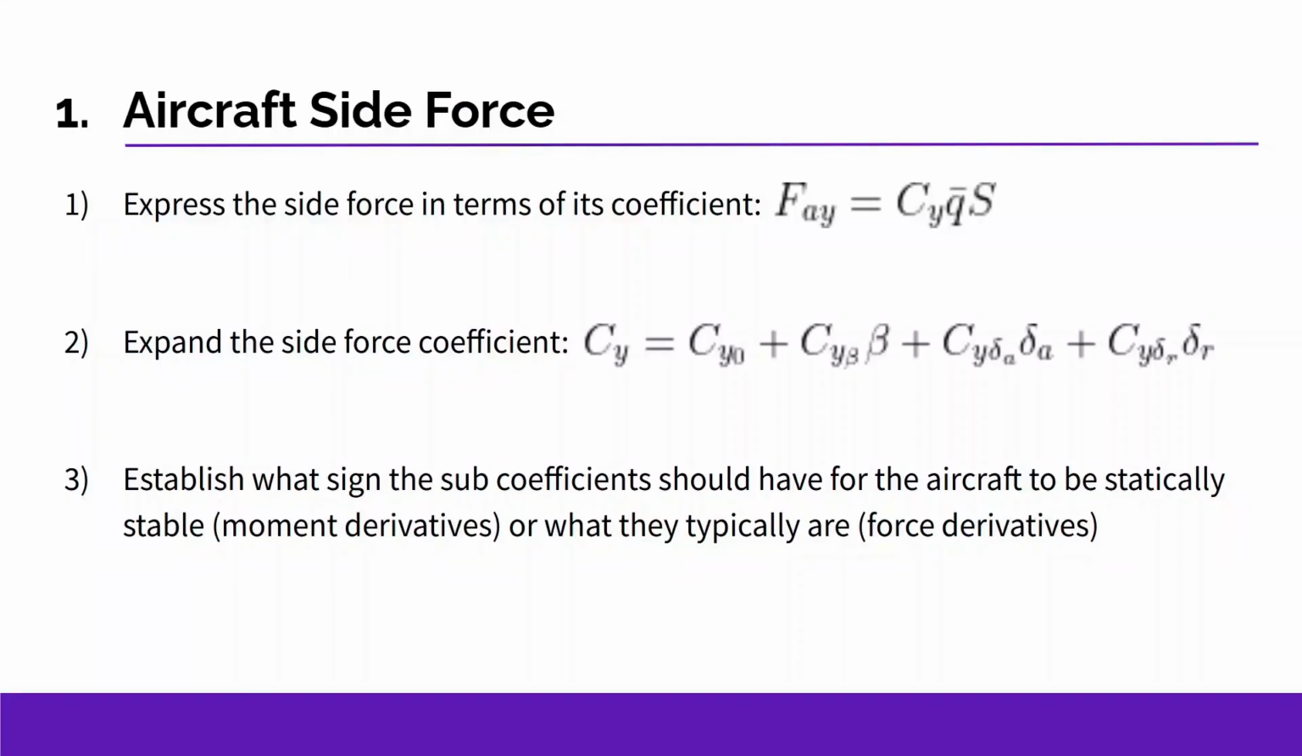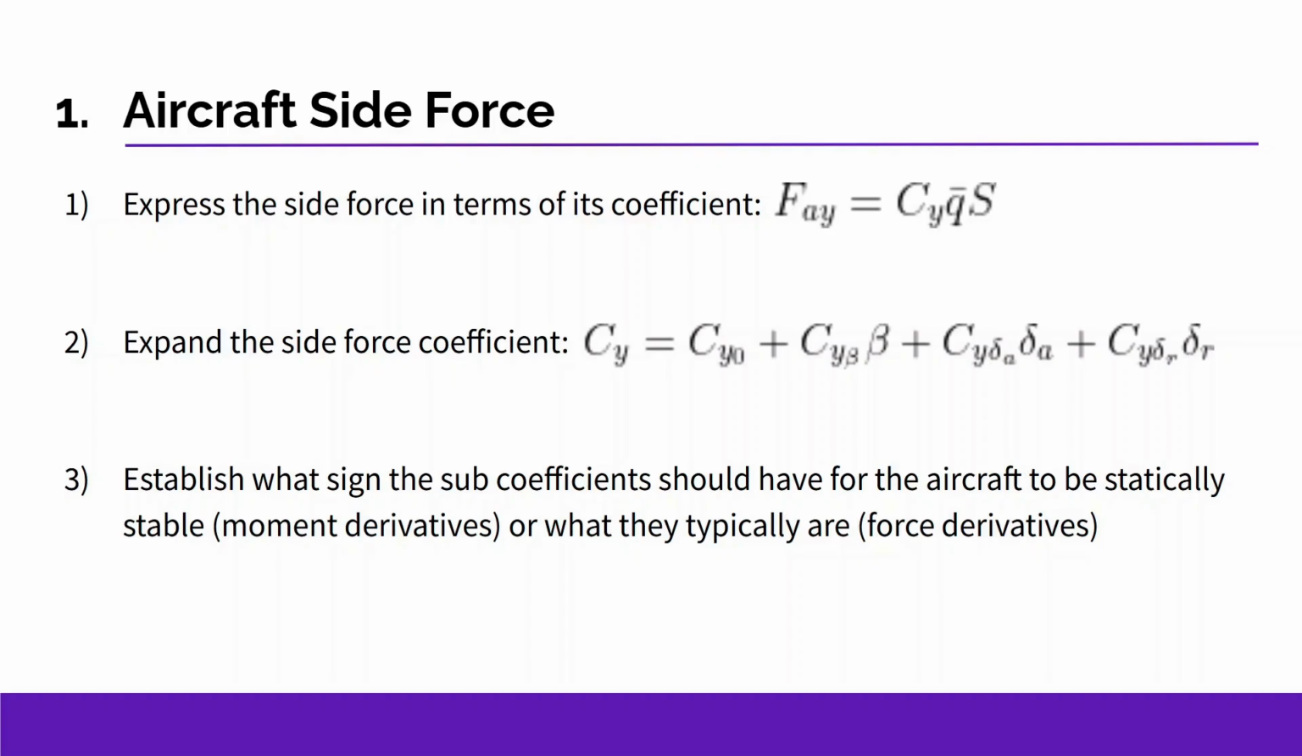So let's start with the aerodynamic side force. So the method here is pretty standard. We're going to express it in terms of its coefficients, and then we're going to expand the coefficient, and finally we're going to determine which sign each coefficient should have. So we can see here that the side force coefficient is dependent on beta, the side slip angle, delta A, the aileron deflection, and delta R, the rudder deflection.